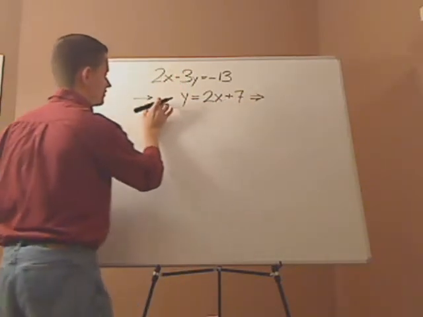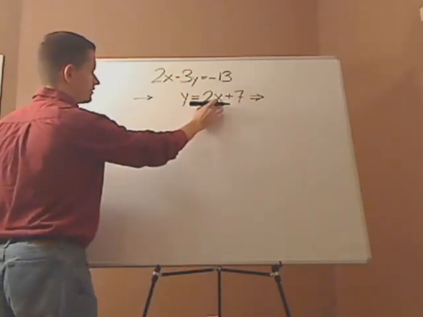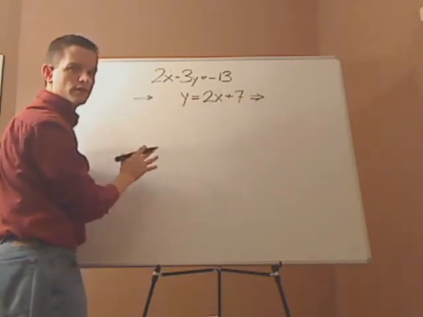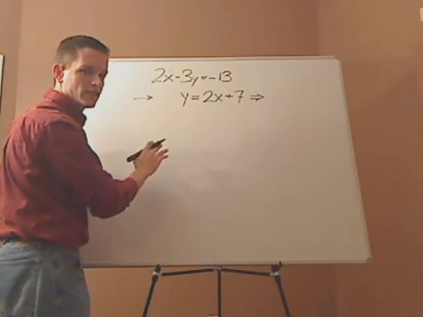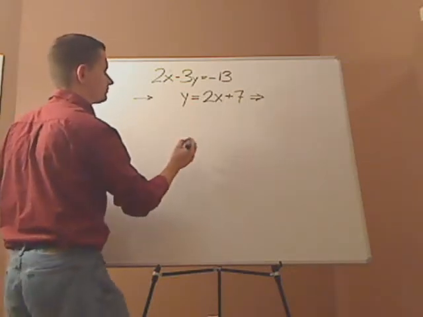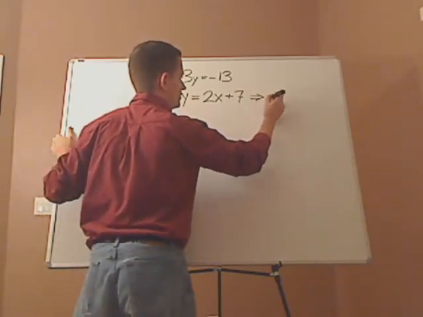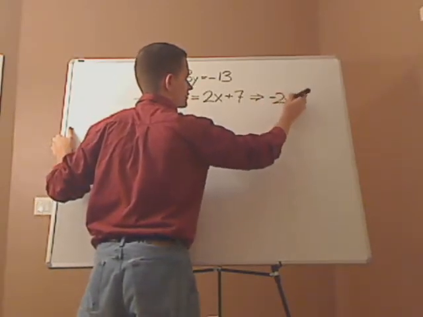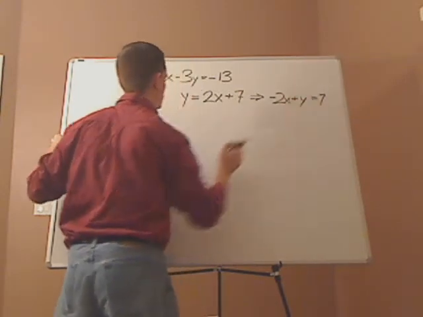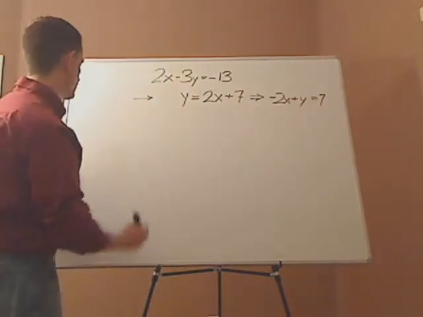You can either bring this over to this side. I know it's not supposed to be negative in standard form, but as long as you get it like standard form when you're doing Cramer's rule, it doesn't really matter. So that would be negative 2x plus y equals 7. Now you can apply Cramer's rule.